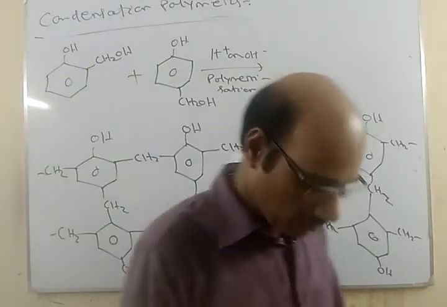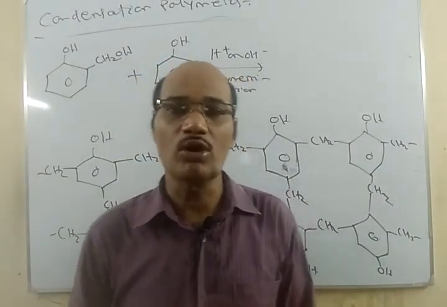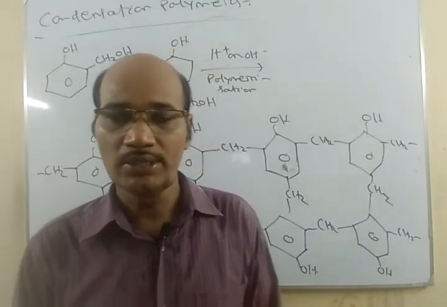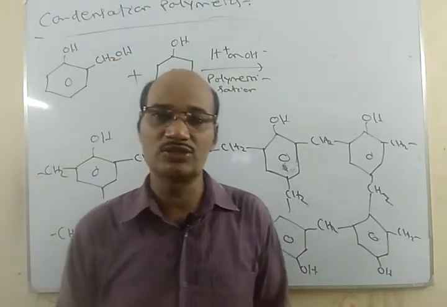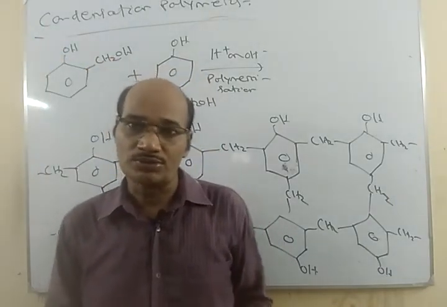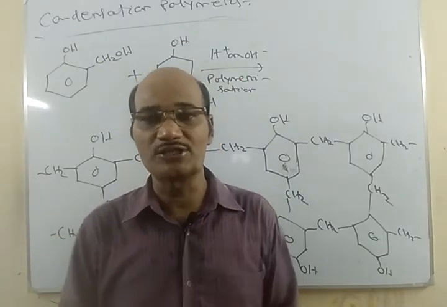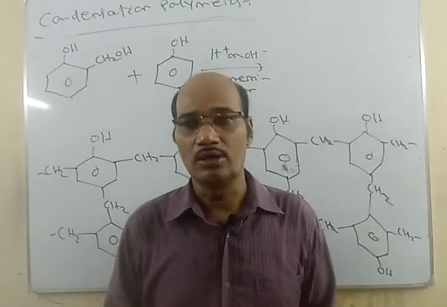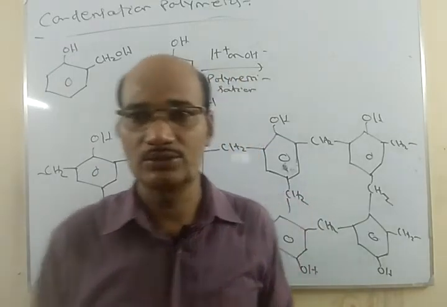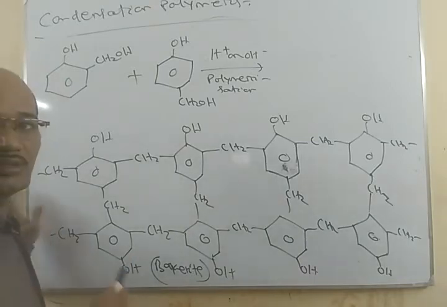Okay, so formaldehyde and phenol condense first to give what, ortho hydroxymethylphenol and para hydroxymethylphenol. Now only ortho hydroxymethylphenol undergoes polymerization to give the linear polymer called the Novolak, and both ortho and para hydroxymethylphenol undergo polymerization under the acidic or basic condition to give what, cross-linked polymer called the bakelite. Okay, so this is the cross-linked polymer called the bakelite.